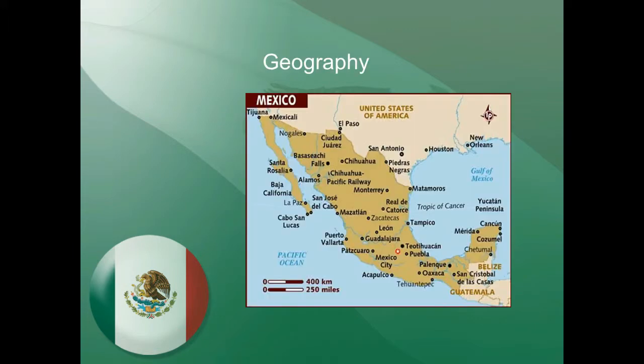The geography of Mexico. As you may or may not know, it is located at the southern tip of North America. To the north, there is the U.S., the Gulf of California is to the northwest, the Pacific Ocean is to the west, Guatemala and Belize are in the south, and the Gulf of Mexico and the Caribbean are to the east.